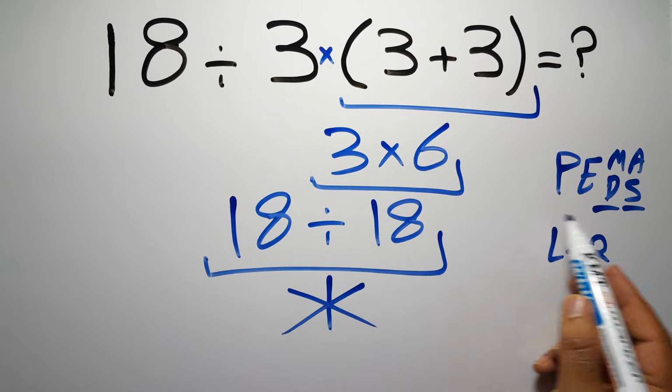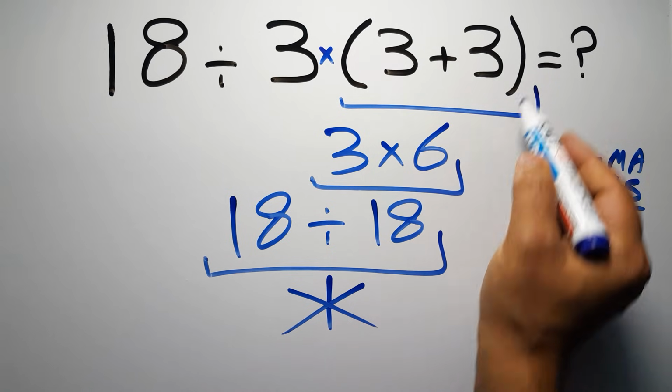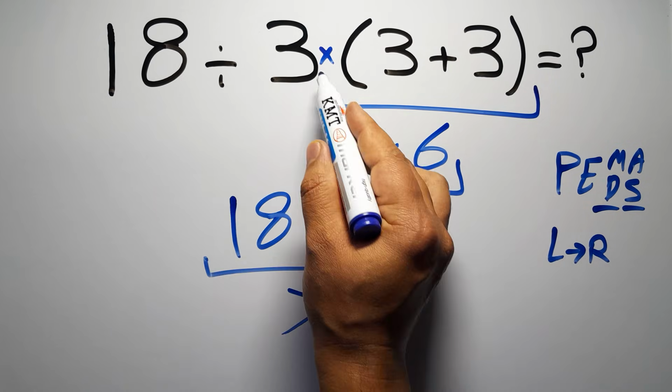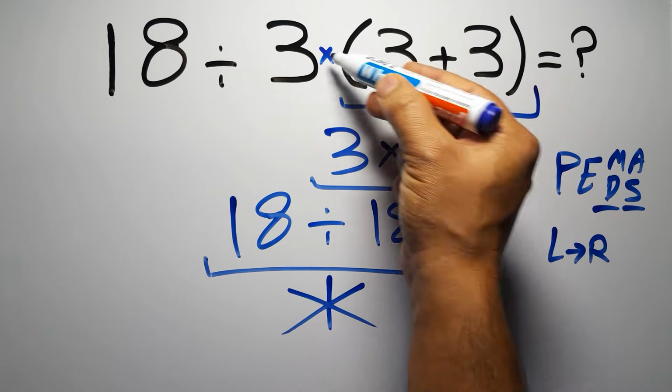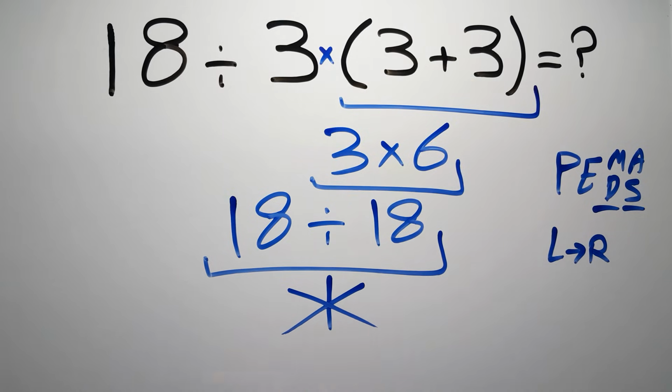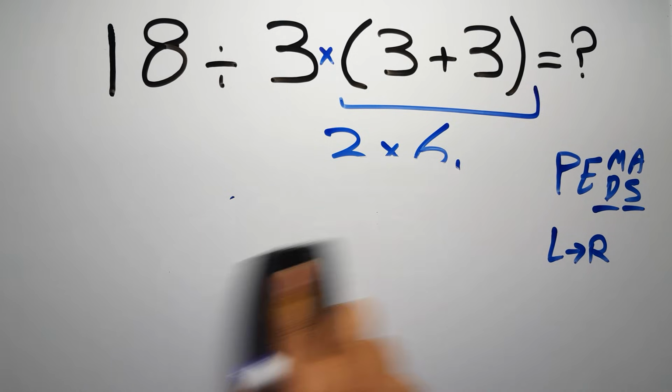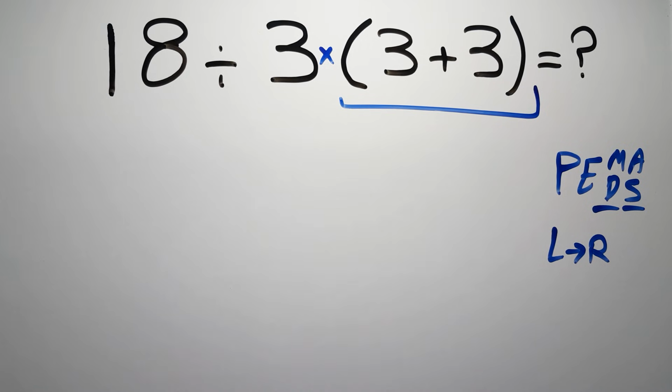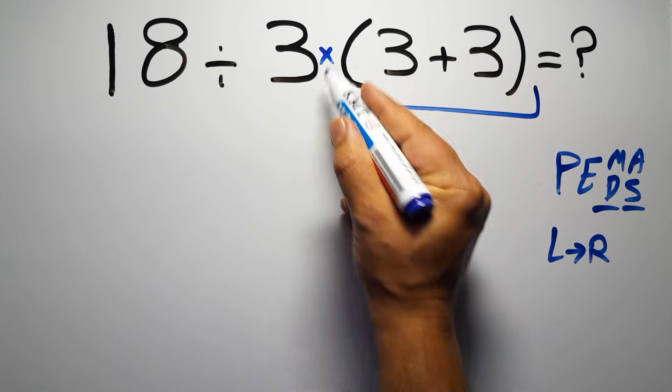Okay, so according to PEMDAS, first we have to do this parenthesis, then this division, and finally this multiplication. If we do this multiplication before this division, it is wrong. So first we have to do this parenthesis.